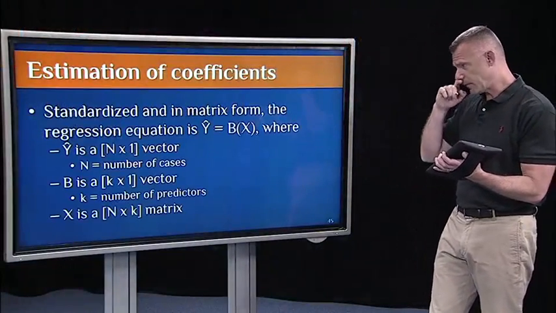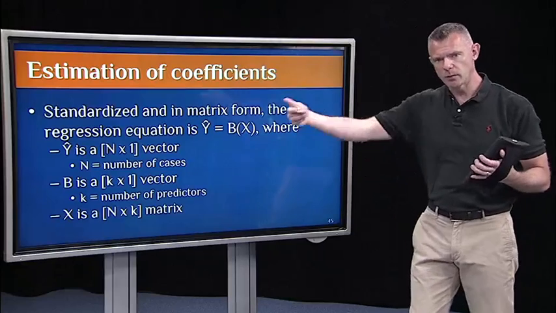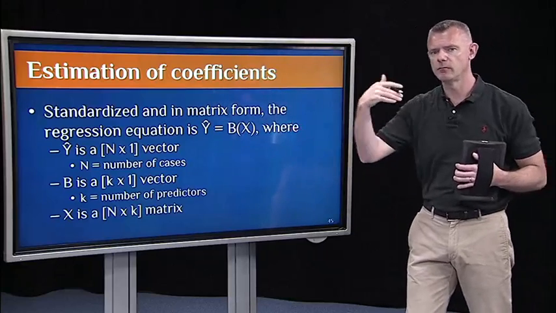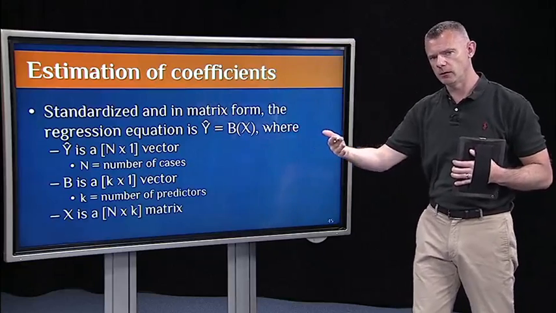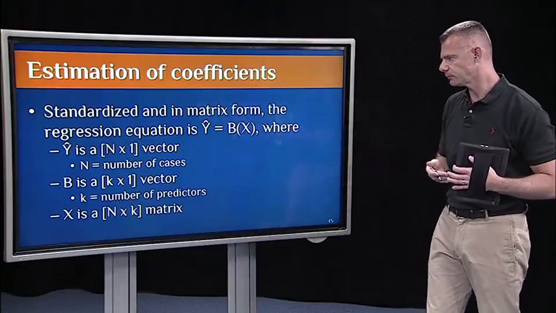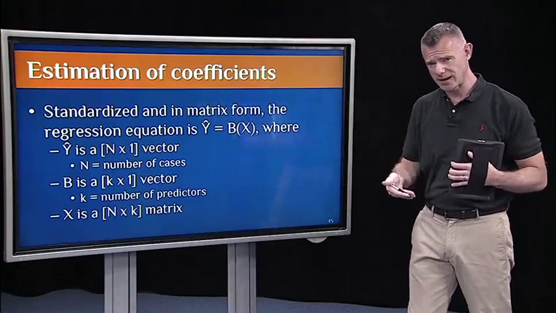But how do we do that when we have multiple predictors in the model? We have to solve for multiple regression coefficients at once. Well, we do that through matrix algebra.